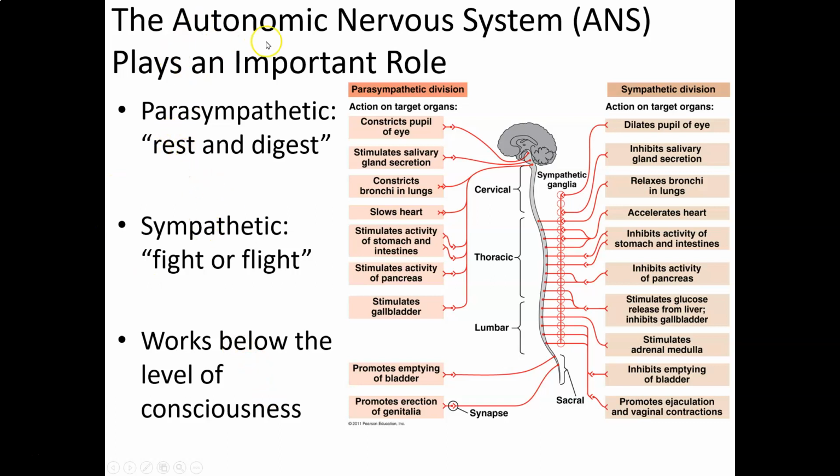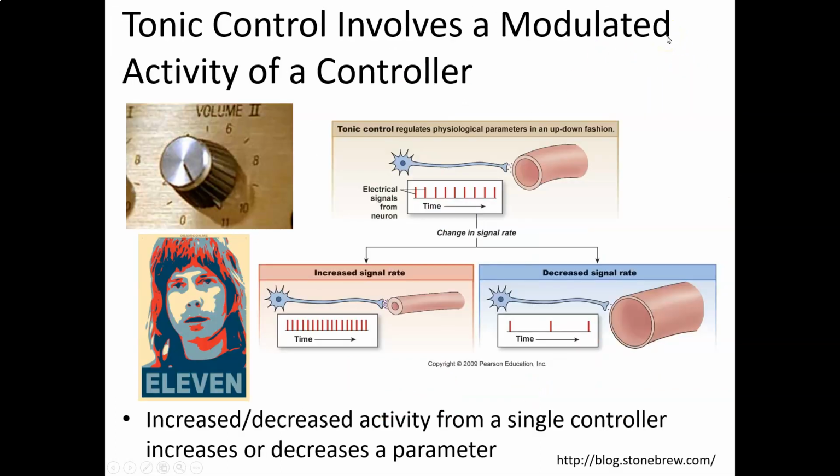So the first postulate was the autonomic nervous system, or ANS, plays an important role. We can divide the autonomic nervous system up into 2 branches, the parasympathetic, which is sometimes known as the rest or digest or feed and breed, and the sympathetic, which is known as the fight or flight or fright or some sort of 8 word, right? And it works below the level of consciousness, both the sympathetic and parasympathetic. And so many of the things involved with homeostasis are done by these. You don't have to memorize these or anything, but just to let you know that the ANS plays an important role.